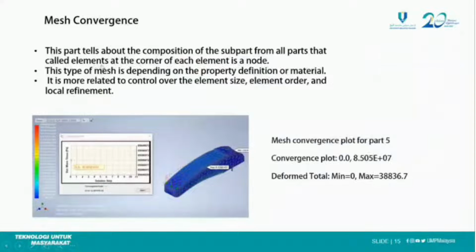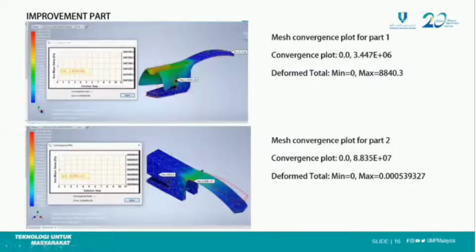So then we have mesh components. This part tells about the composition of the subparts from all parts, where the elements at the corner of each element are unknown. This type of mesh depends on the property definition of the material. It is not related to control over the element size, element order, and is order dependent. So this is the basic mesh for part 5, and we have mesh convergence plots and deformation total. Then the improvement part for mesh convergence: part 1 convergence plot and deformation total, then part 2 convergence plot and deformation total. So that's all from my part.